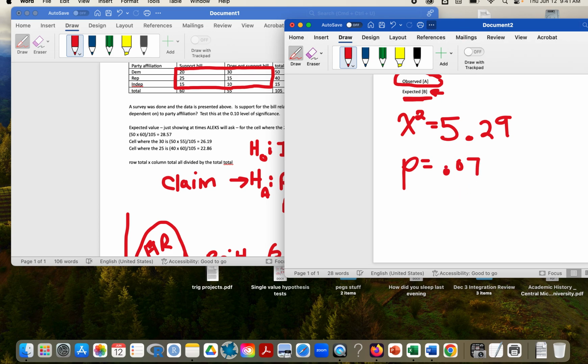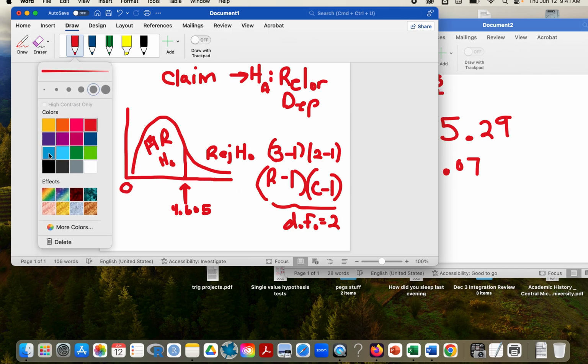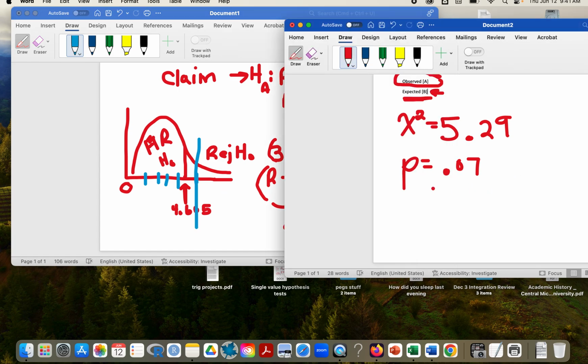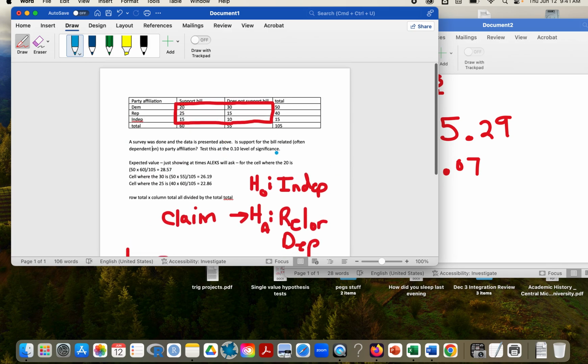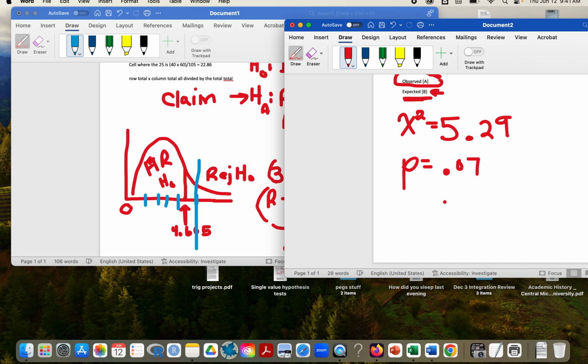All right, so let's go back over here and do some comparisons. The 5.29, think about this bottom as a number line. If this is 0, then here's the 1, here's the 2, here's the 3, here's the 4, there's your 4.6, and over here somewhere is your 5.29. So the test statistic is landing in the rejection region. And the next thing is that our p-value is smaller than our alpha. If it's smaller than our alpha, we are rejecting the null.